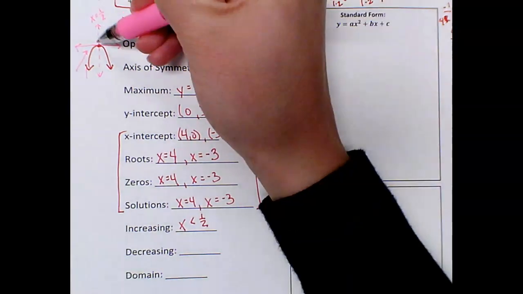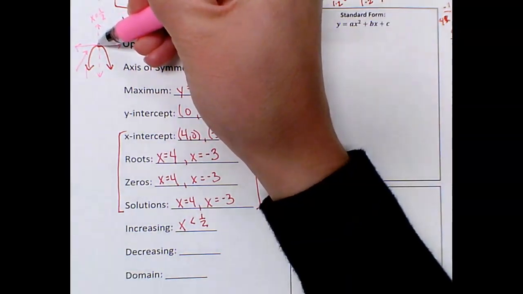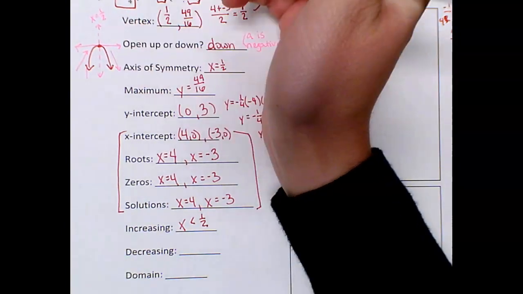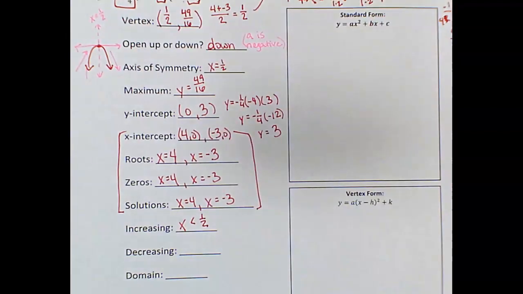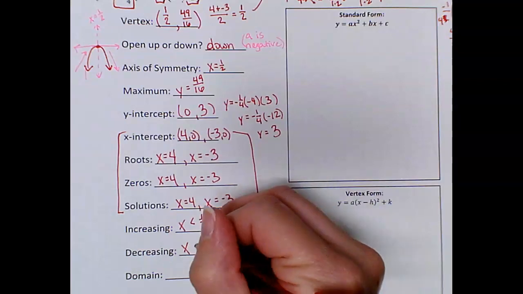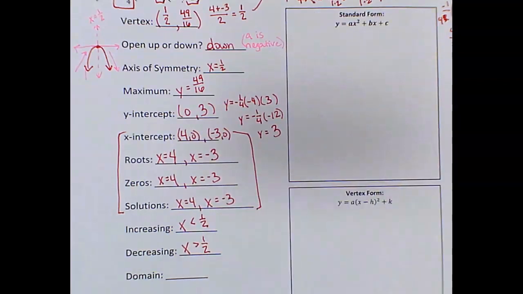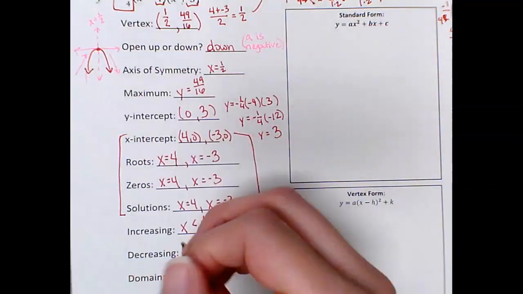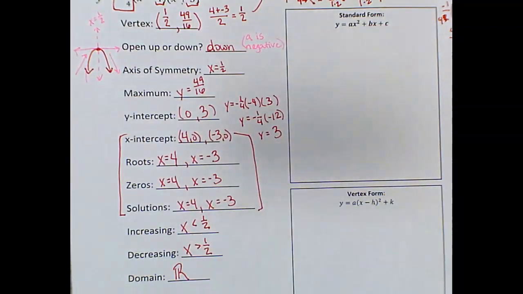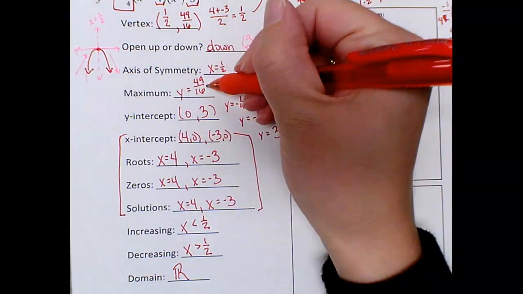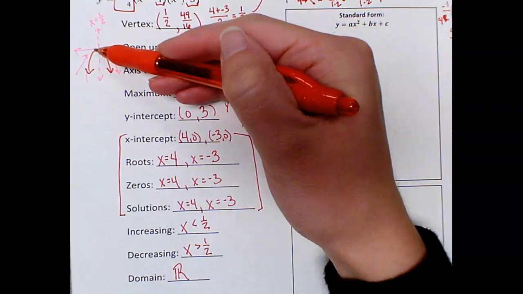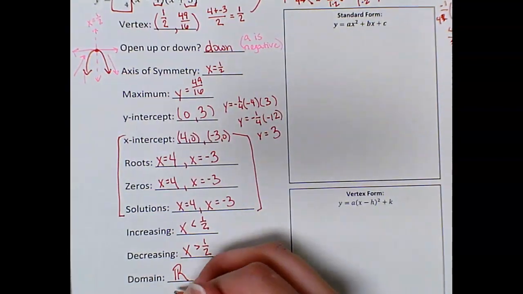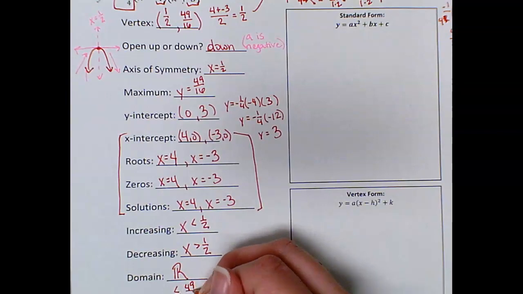Now once it hits that vertex, after the axis of symmetry, it turns and it starts going down. So all the x values to the right of 1/2 or greater than 1/2, that's the decreasing interval. The domain from arrow to arrow, left to right, is all real numbers all the time. And then the range has to do with the maximum value. So the maximum value is this fraction right here. It's at the very top. The rest of your graph is either at that fraction or below. So the range is all the y values that are less than or equal to 49/16.